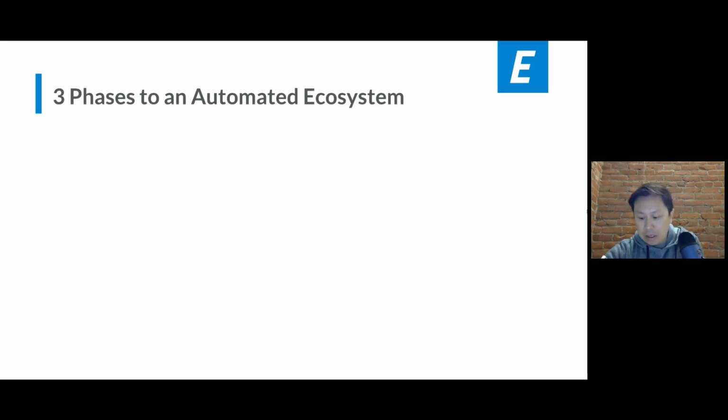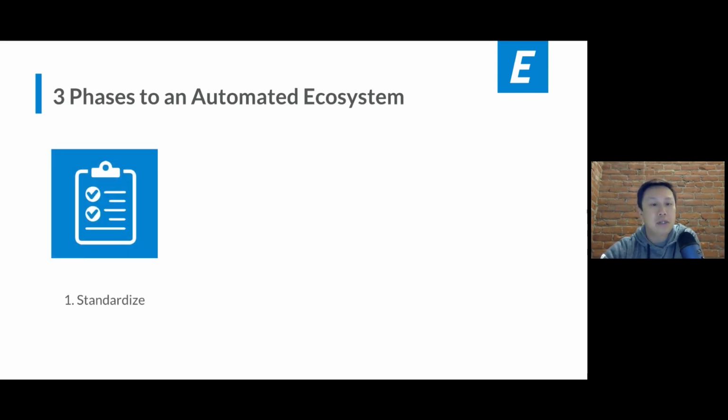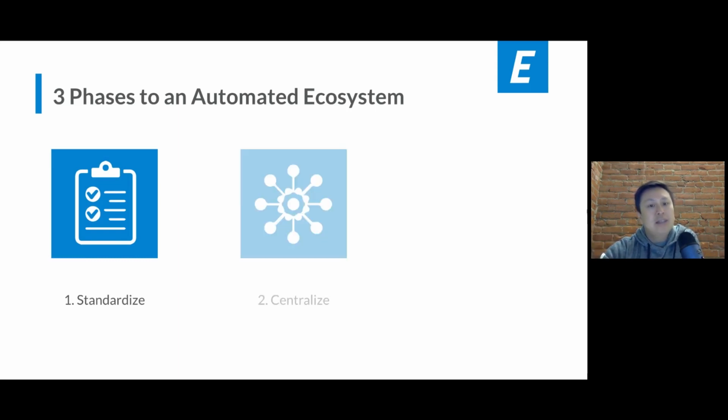And as we discuss each phase, I'll give you examples of apps that fit the bill for each phase. So those three phases are standardizing; we're talking about data here, so standardizing your data. Centralizing that information, so it can be accessed easily.